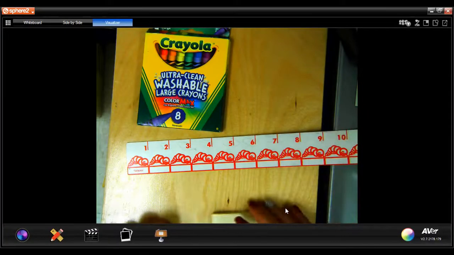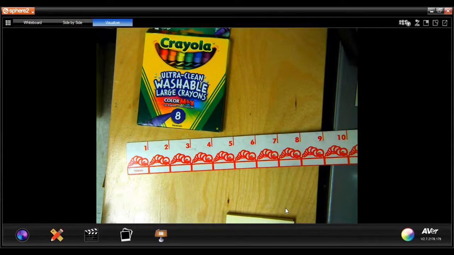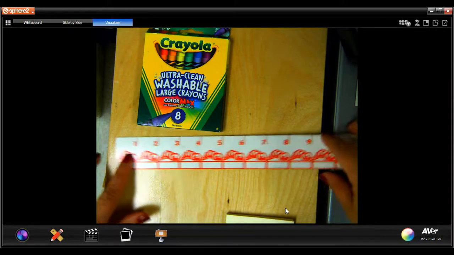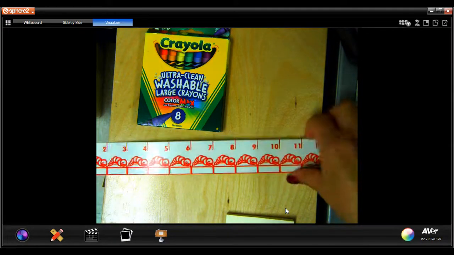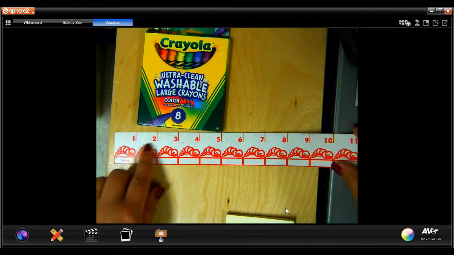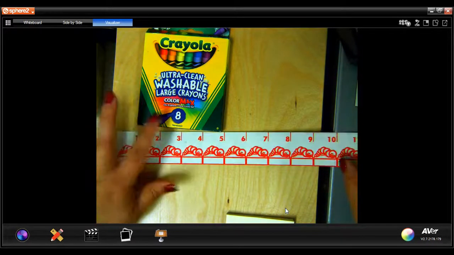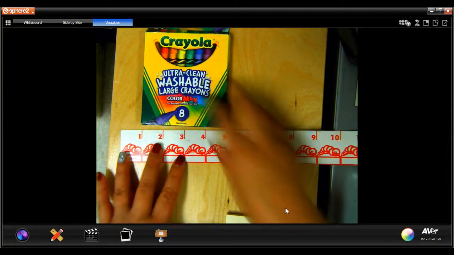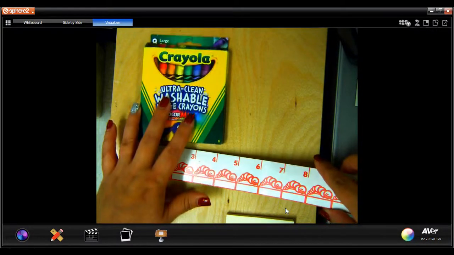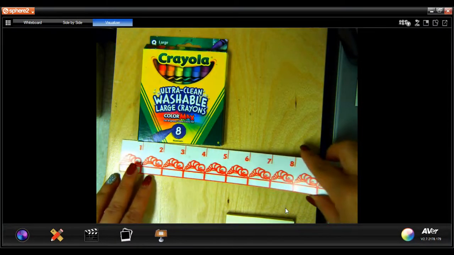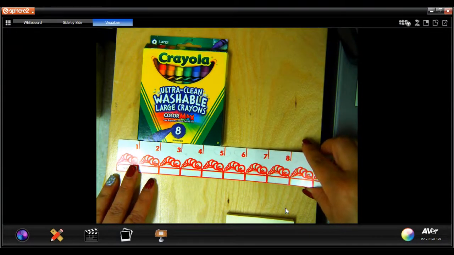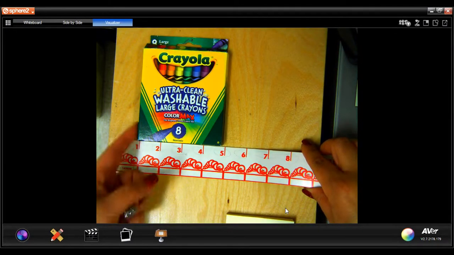Okay, so like I told you before, we're going to be using a standard measurement tool, which is this ruler right here. It has the inches written on it. So that's 1 inch, 2 inch, 3 inch, and so on. So we're going to measure the Crayola box again. We're going to measure it the same way we did yesterday, this way. And when we use the ruler, we also have to begin measuring where the item or the object begins.